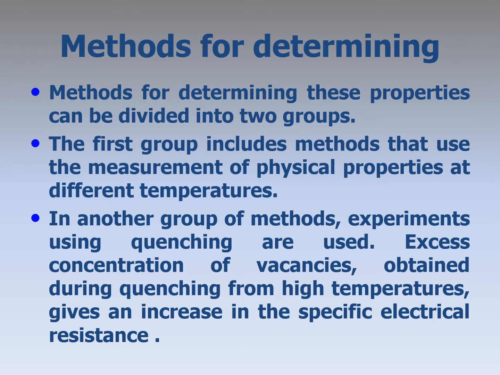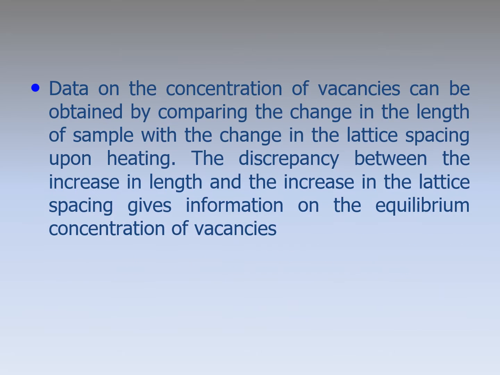The first group includes methods that use the measurement of physical properties at different temperatures. In another group of methods, experiments using quenching are used. Excess concentrations of vacancies obtained during quenching from high temperatures give an increase in the specific electrical resistance. The state of point defects is determined by measuring the crystal densities, lattice parameters, ion conductivity, or electrical resistance.